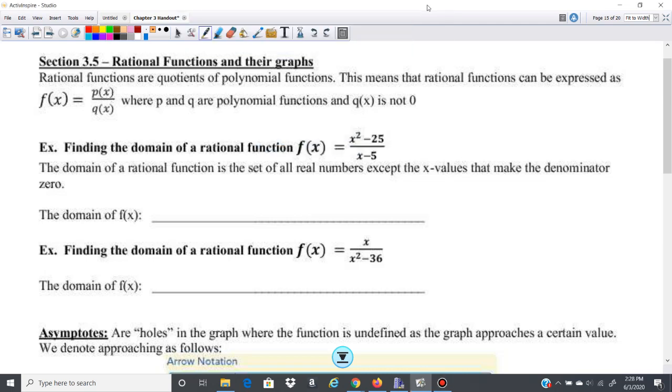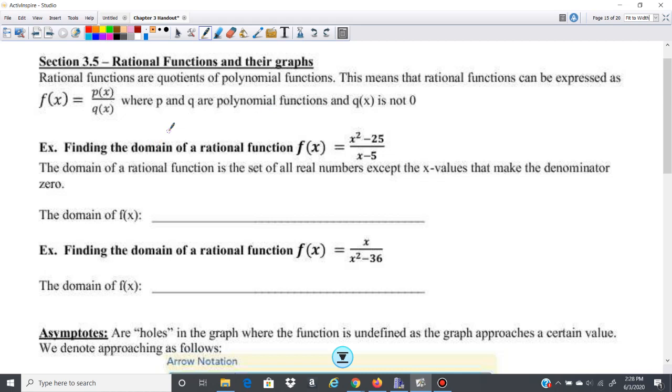Hey guys, we're going to go ahead and take a look at section 3.5, which we're looking at rational functions and their graphs. So rational functions are just two polynomials being divided. There's going to be an x term in the denominator when you're looking at these rational functions. It's really simple to find the domain of a rational function.